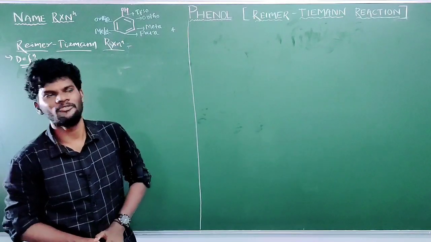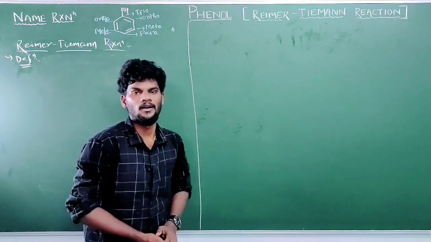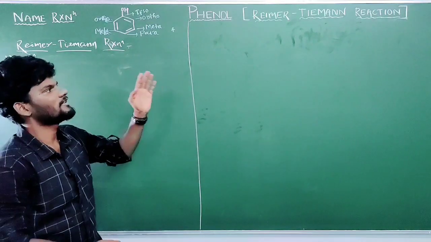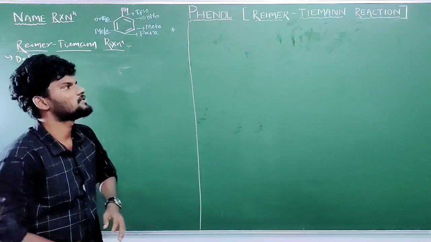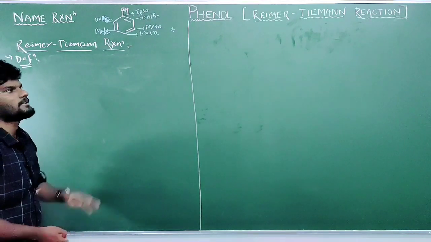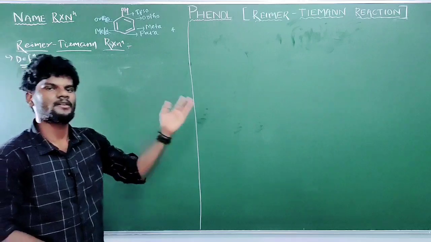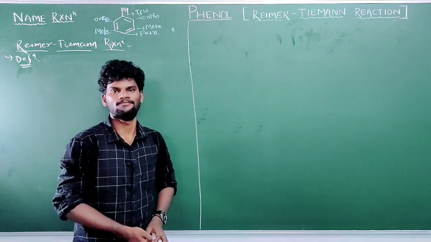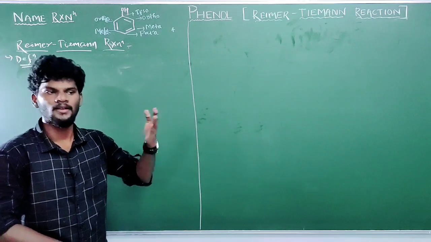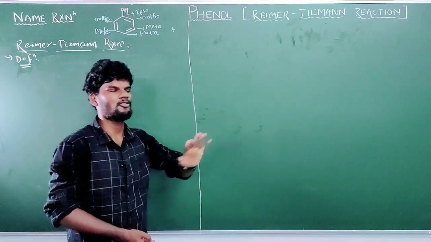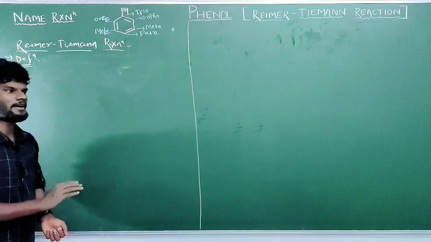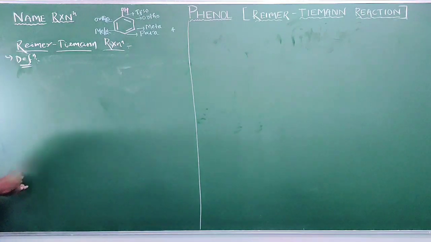So in this video we will cover one important name reaction, that is the Reimer-Tiemann reaction, which is related to phenol. In the Reimer-Tiemann reaction, basically phenol gets converted into salicylaldehyde, in presence of chloroform and one base, that is sodium hydroxide or potassium hydroxide, followed by acid hydrolysis. So write this point in definition.